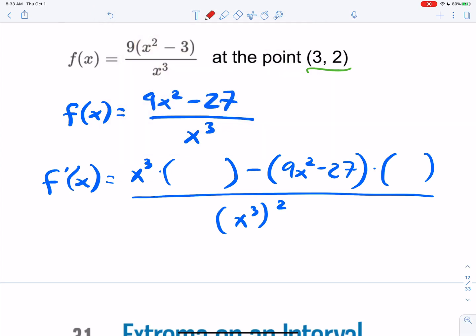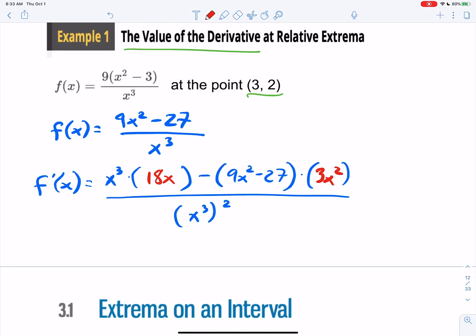Okay, the derivative of the top is 18x. The derivative of the bottom is 3x squared. If you're not sure how I got that, check in with me or check in with a peer, okay? Okay, so here I have the derivative. I need to evaluate it at 3, 2.